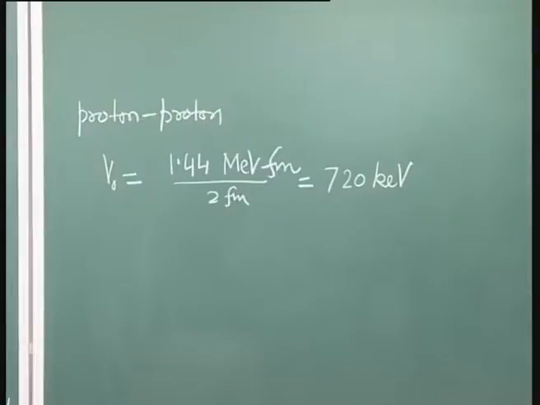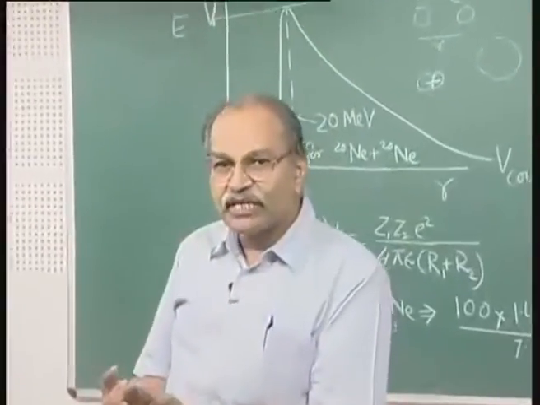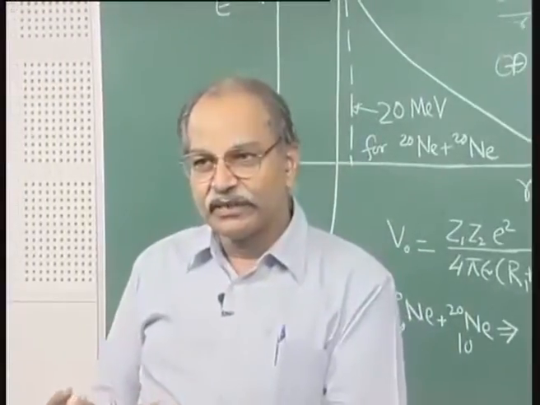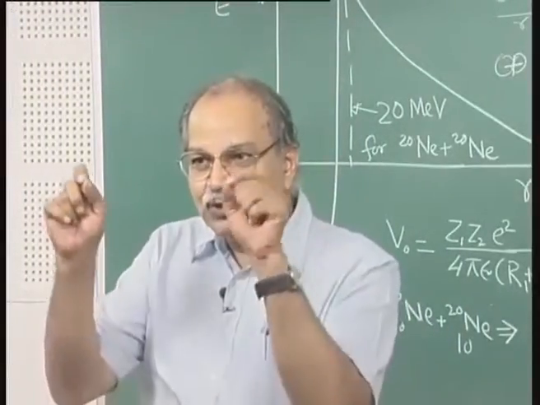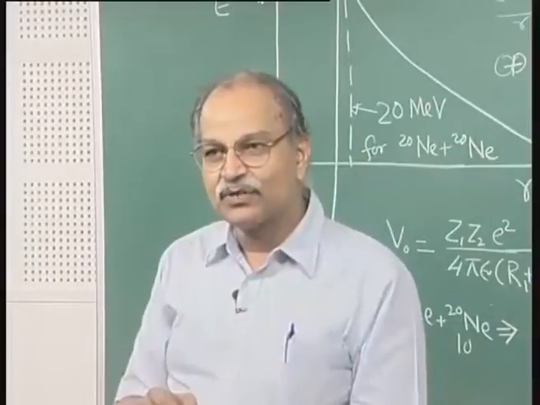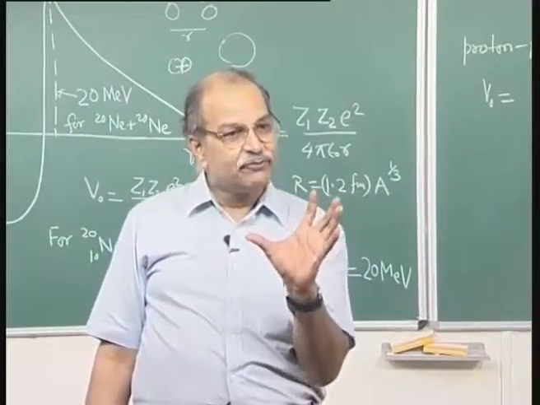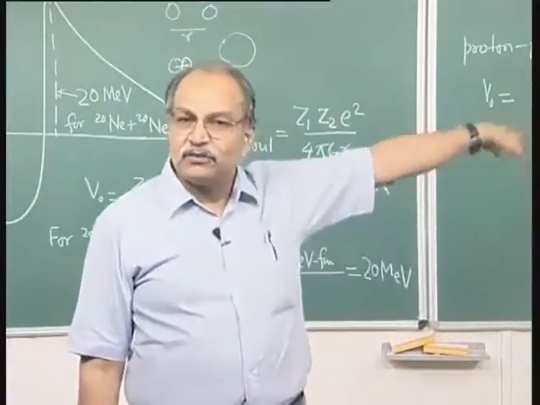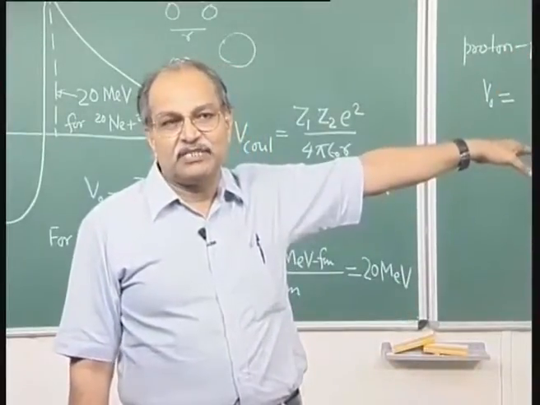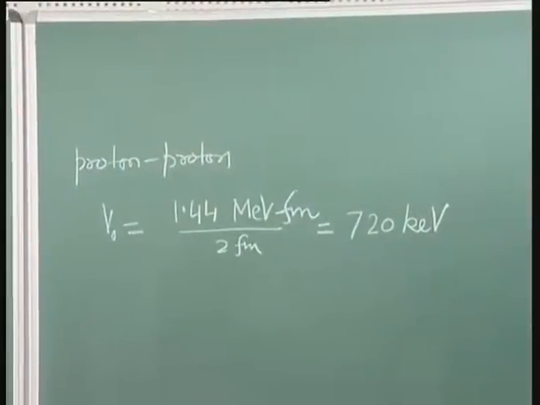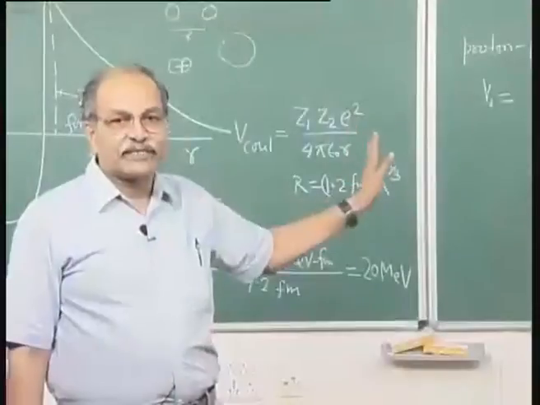Of course, if one can go for deuterons and tritons, higher isotopes of hydrogen, in which case Z1 Z2 will not change, you still have Z1 equal to 1, Z2 equal to 1, and then the radius will increase if you go for higher isotopes. But still it is hundreds of keVs minimum. So that is the kind of Coulomb barrier there is.